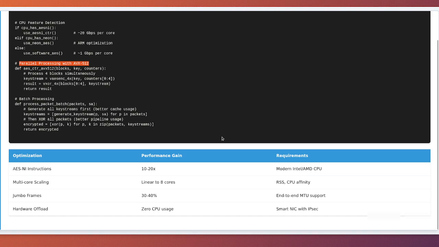Instead of fully processing one packet before moving to the next, efficient implementations might generate keystream for multiple packets, then XOR all packets, then calculate all authentication tags. This approach improves cache utilization and allows better instruction-level parallelism. The choice of authentication algorithm also impacts overall ESP performance. While HMAC SHA-256 is widely supported and secure, authenticated encryption modes like AES-GCM can provide both encryption and authentication in a single pass, nearly doubling throughput compared to separate encryption and authentication operations.